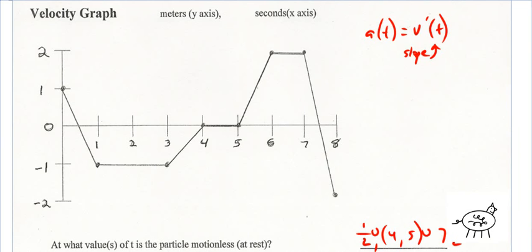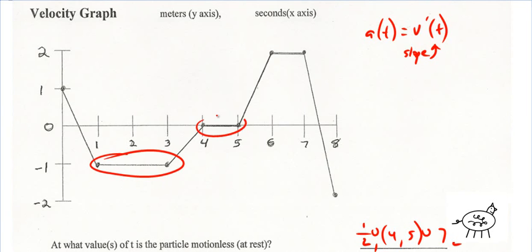Okay, so when is the slope zero, or when is the acceleration zero? That means the slope is zero. So you guys agree that the slope is zero right here, right here, and right here? So that's your answer.